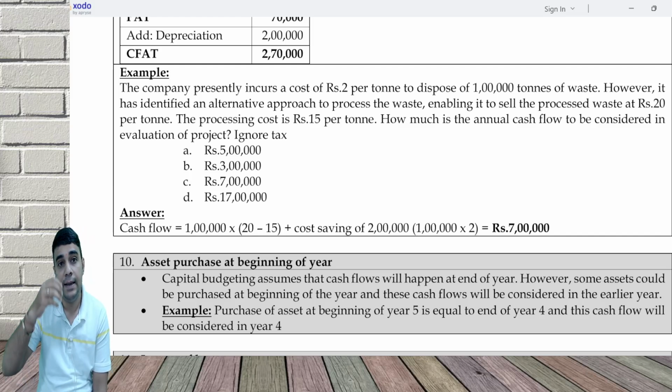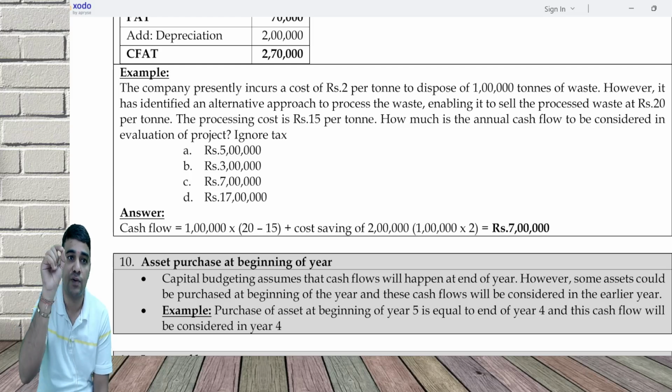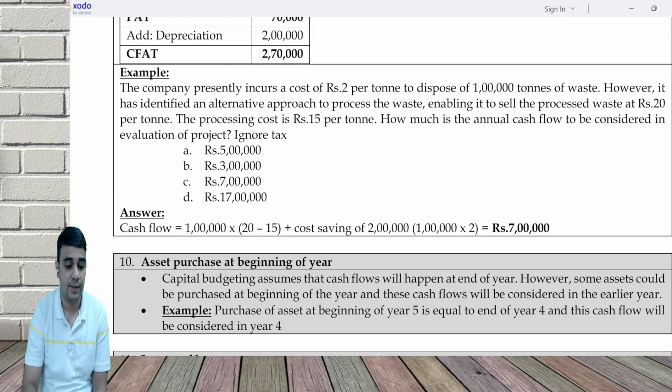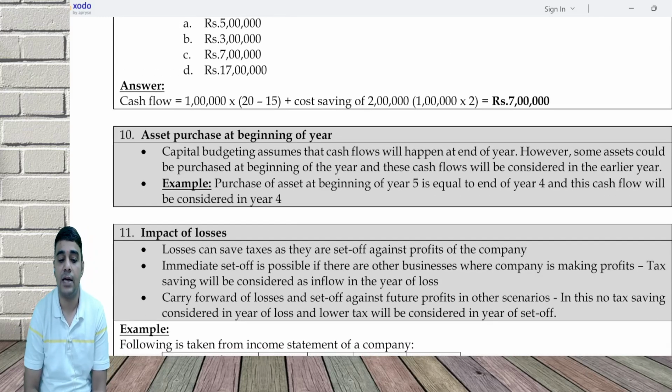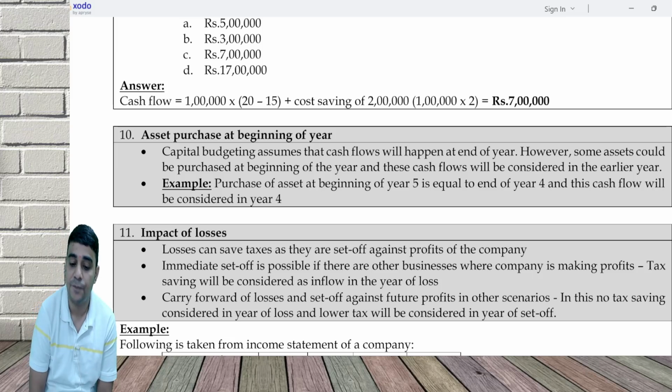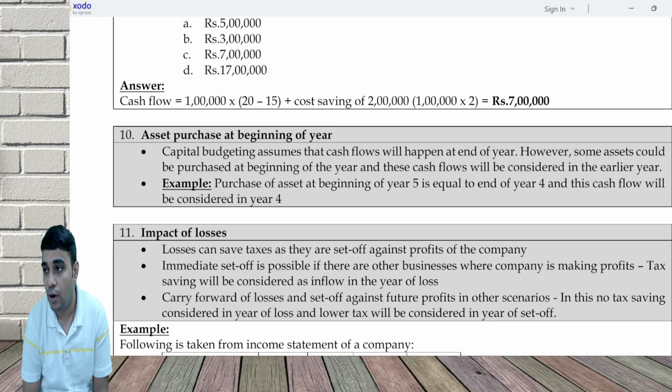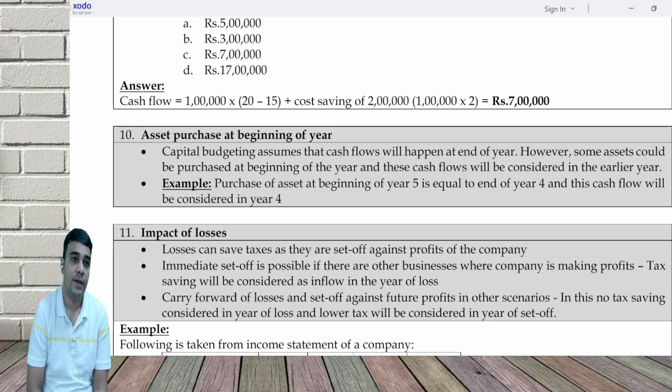Now, if you are buying anything at the beginning of the year, then purchase of asset at the beginning of year 10 is end of year 9. Write the cash flow in the 9th year. Capital budgeting assumes that cash flows will happen at the end of the year. However, some assets could be purchased at the beginning of the year, and these cash flows will be considered in the earlier year. Example, purchase of asset at beginning of year 5 is equal to end of year 4, and this cash flow will be considered in year 4.